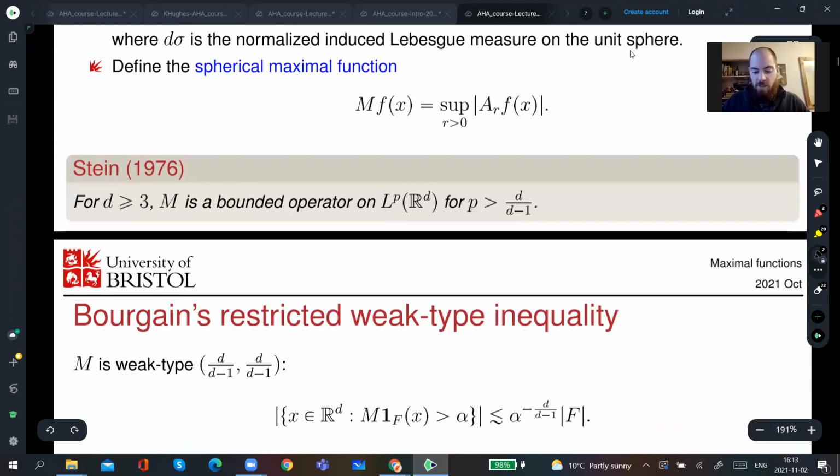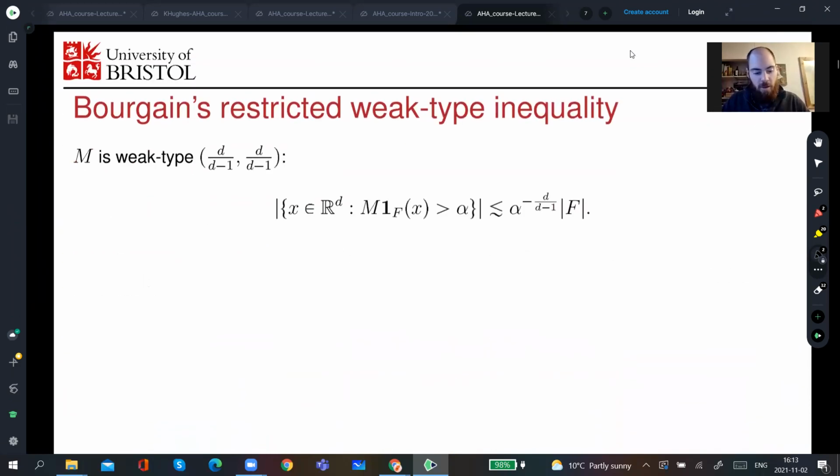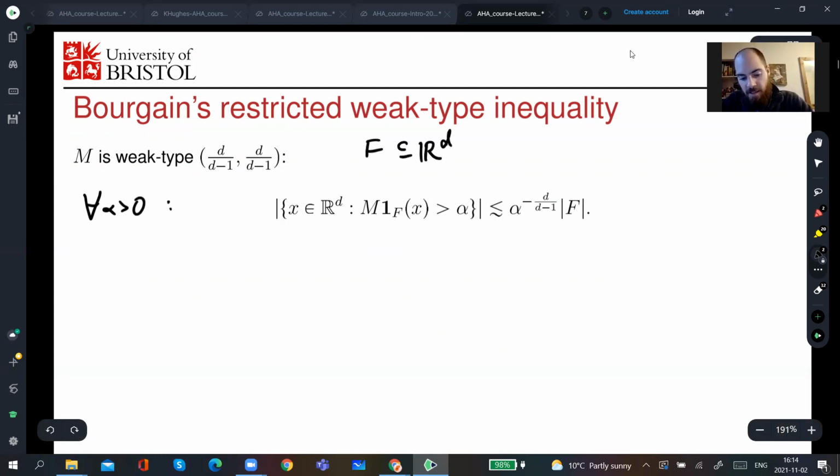Right? What we'll actually prove is Bourgain's restricted weak type inequality for the spherical maximal function, which is a weak type d over d minus 1 to d over d minus 1 inequality, where d was the dimension. And that's just the bound written here below. Okay, we pick some altitude alpha, this is for all alpha greater than 0. You have a bound on the level sets of the maximal function when you apply it to the characteristic function of some measurable subset f inside Euclidean space.